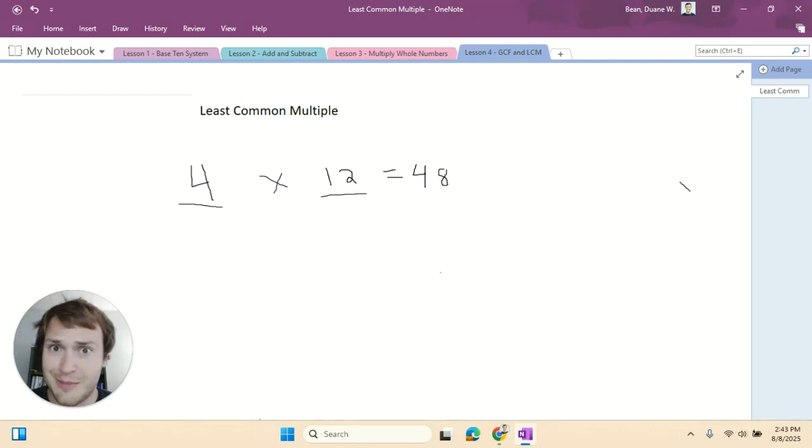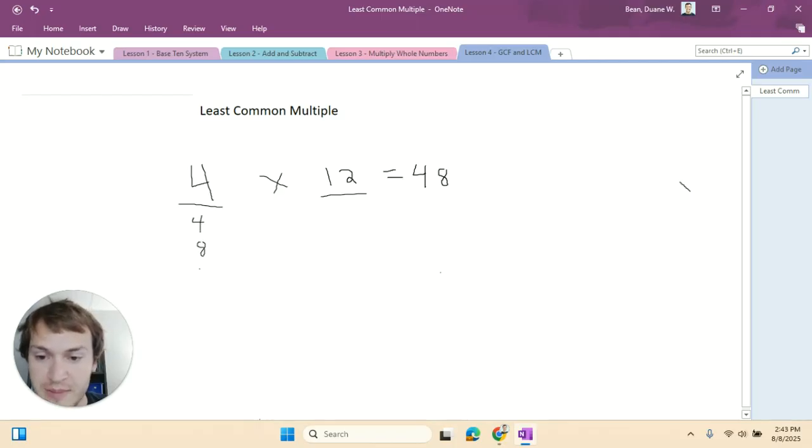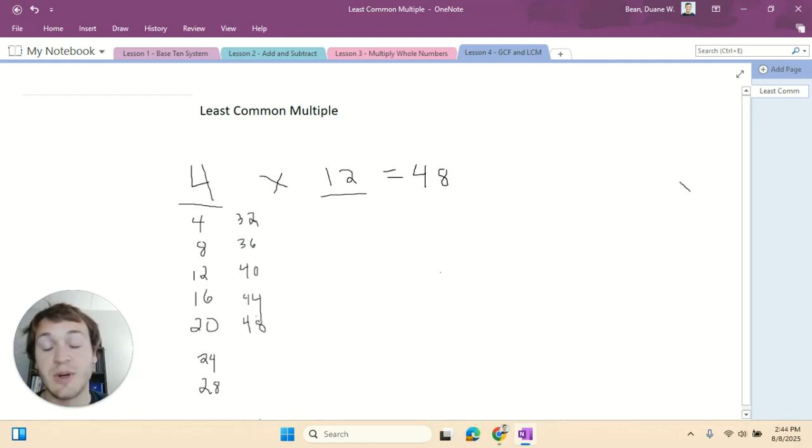We're going to stop at 48. All right, let's start making our list. 4, 8, 12, 16, 20, 24, 28, 32, 36, 40, 44, 48. Okay, cool. So I know 48 is the maximum the answer could be, so I'm going to stop right there. And then we'll do 12.